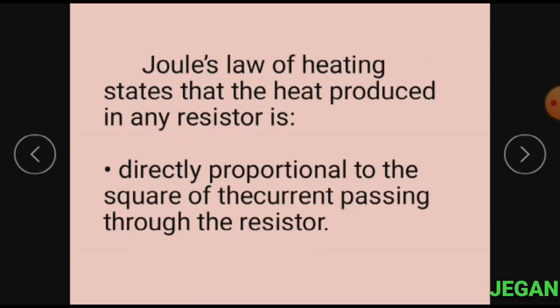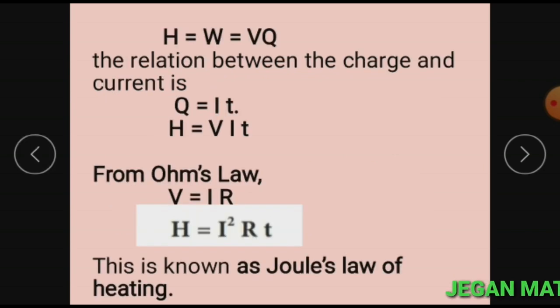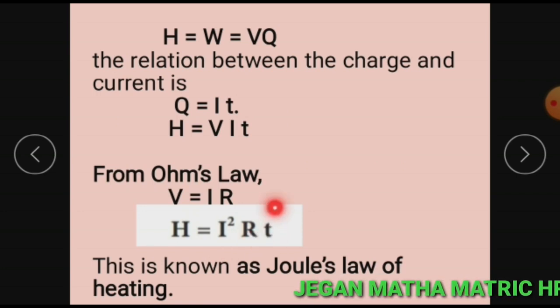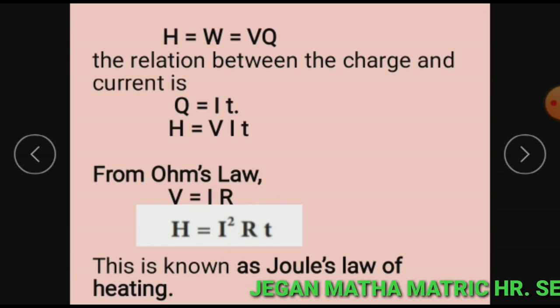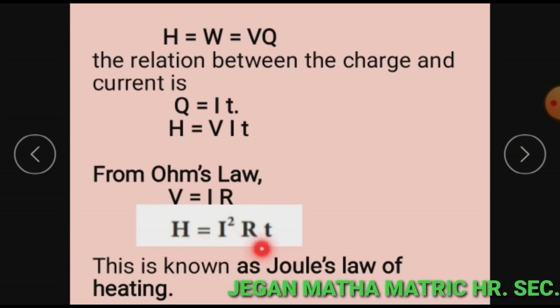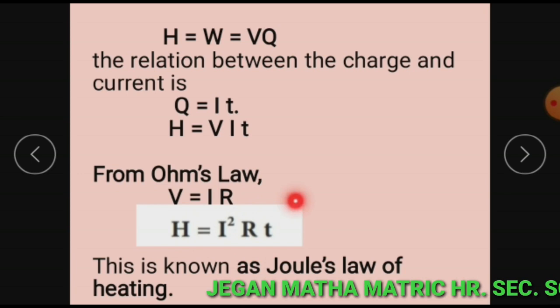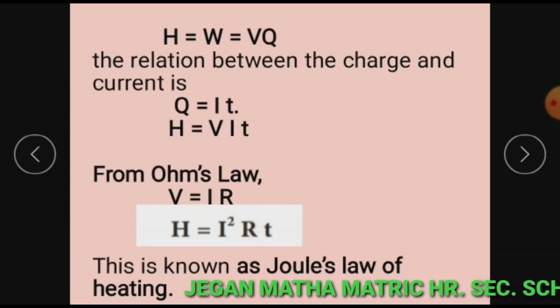Joule's law of heating states that the heat produced in any resistor is directly proportional to the square of the current passing through the resistor. The heat H is directly proportional to the resistance of the resistor. Heat H is directly proportional to the time for which the current is passing through the resistor.